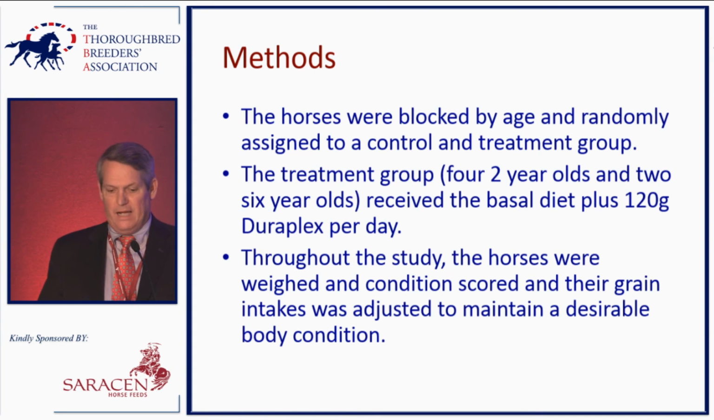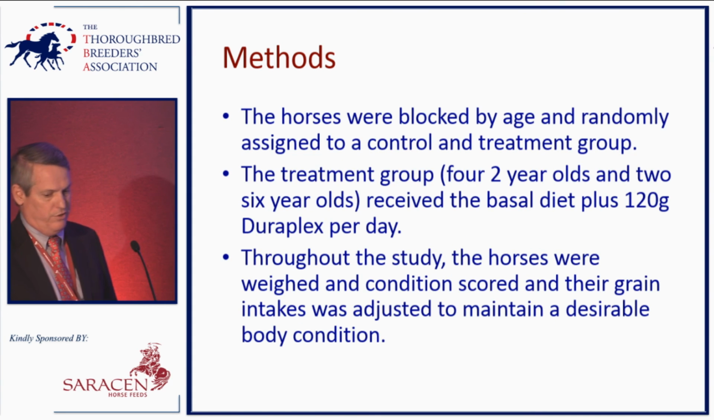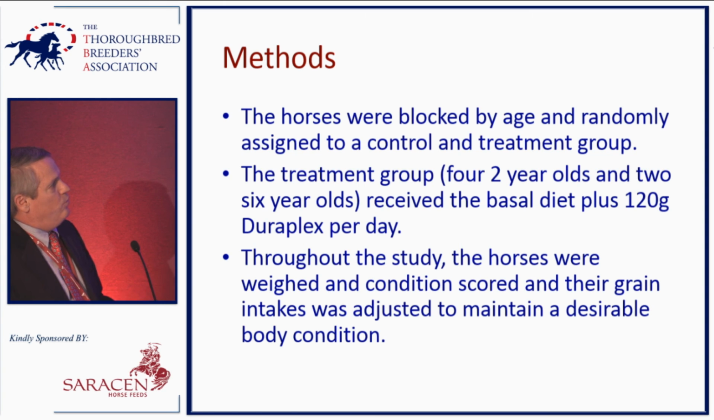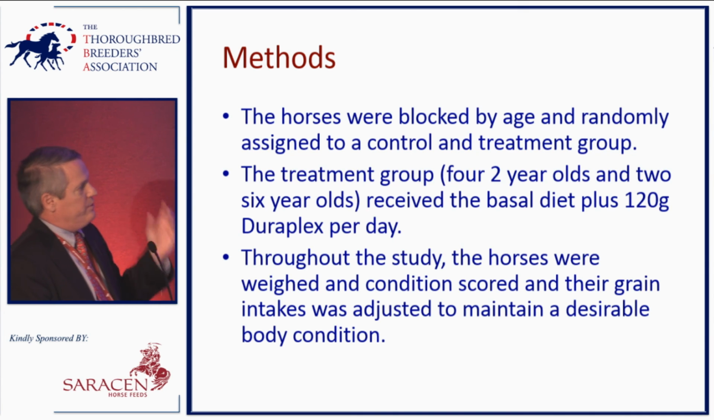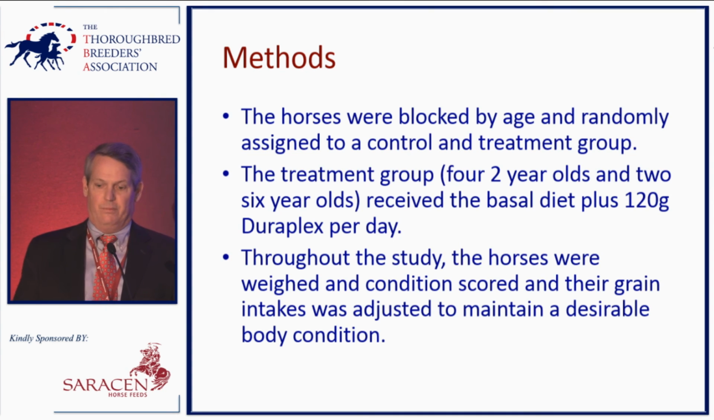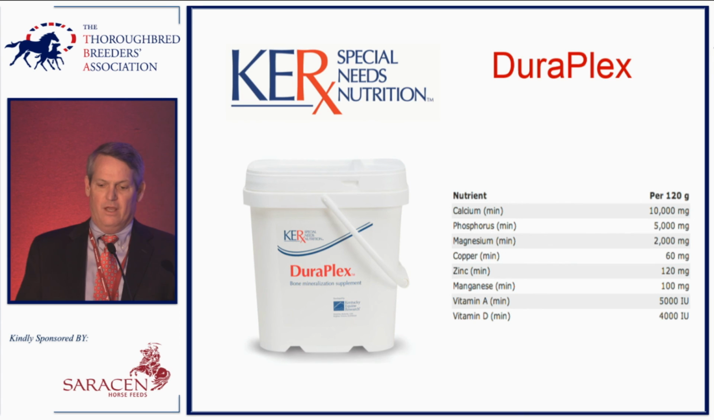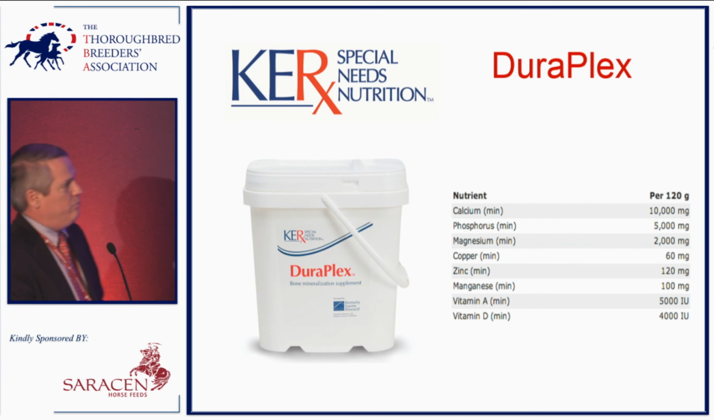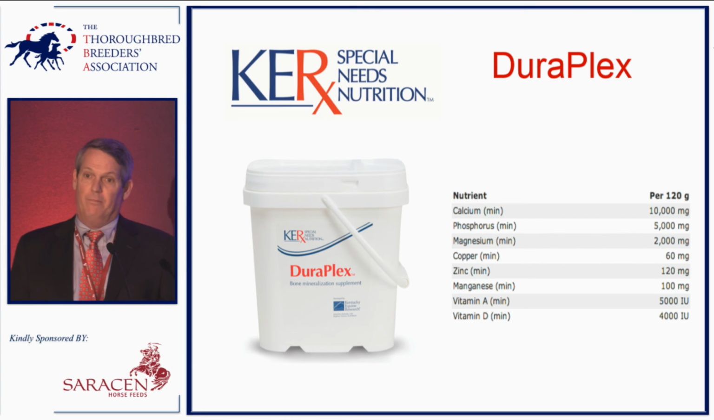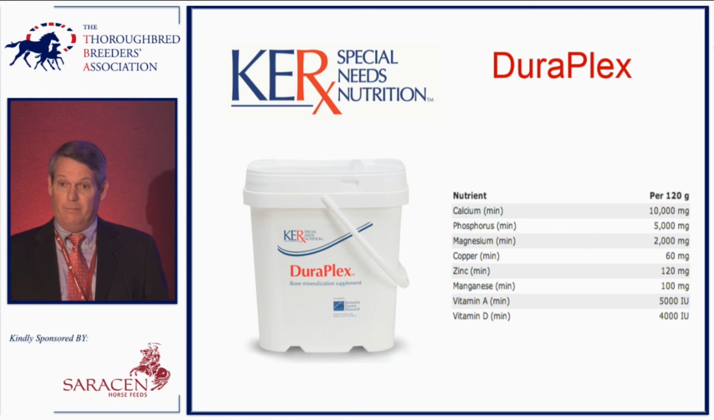We blocked them by age and randomly assigned them to the treatment groups. The only difference between the groups is one of the groups got 120 grams a day of this supplement. Throughout the rest of the study, they were weighed and condition scored, and we adjusted their grain so we could maintain their body weight. The product that we used, we made a combination of nutrients, minerals, and vitamins that we knew were important for bone growth and remodeling.